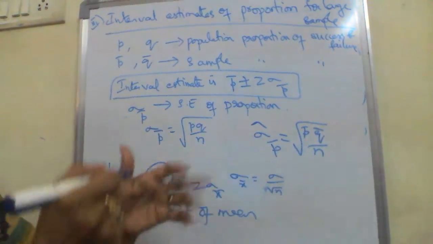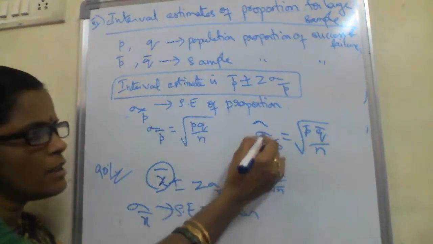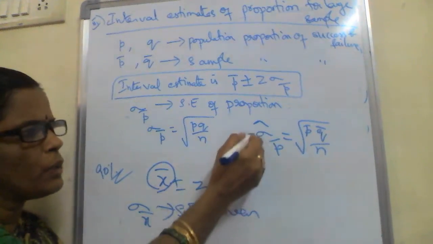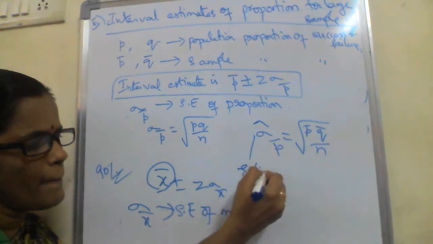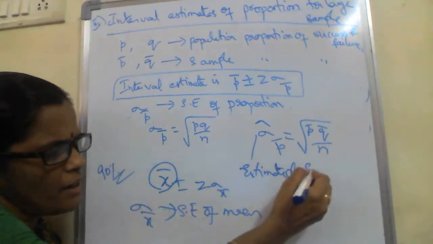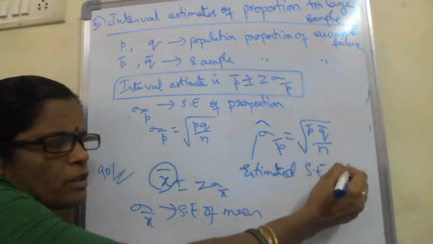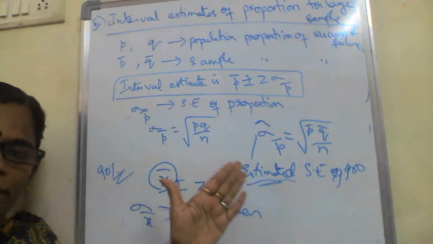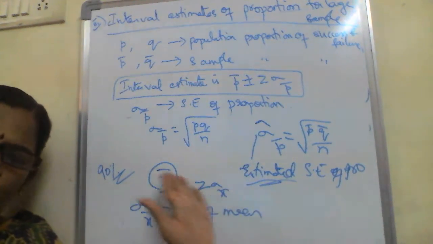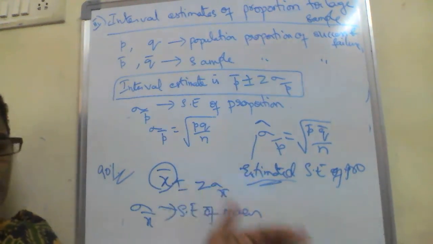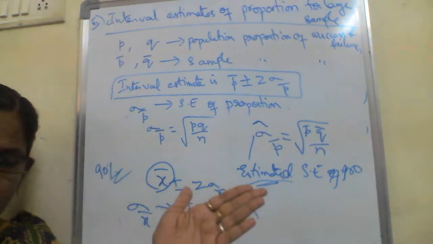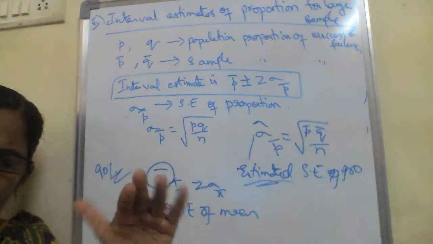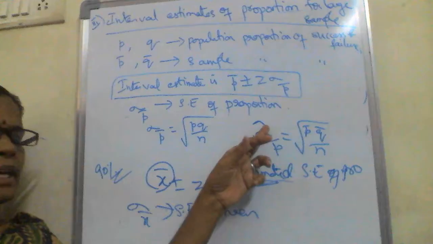So this, if you put a cap, will be the estimated standard error of proportion. You only mention this as estimated when you are taking the values of a sample for the population. That means when the population standard deviation is not given, you take the sample standard deviation and do the problem, but the only thing is to put a cap.